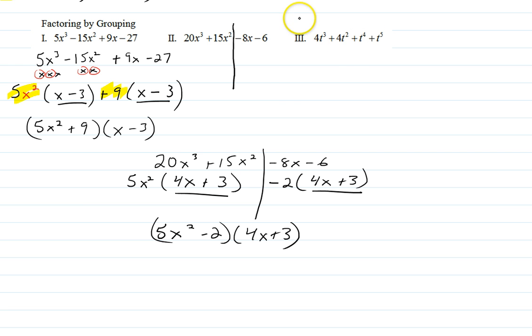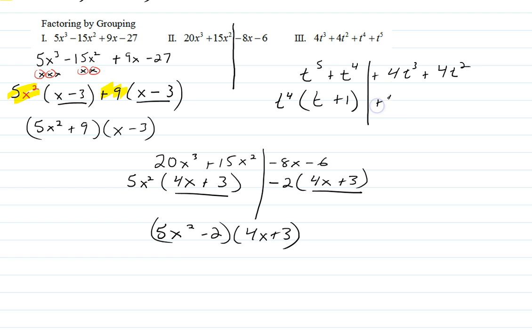Alright, our last one here. Now notice it goes 3, 2, 4, 5, so that's not in standard form, so we're going to rewrite it. t to the 5th plus t to the 4th plus 4t cubed plus 4t squared. Cut in half. So this one has 4 t's, this one has 5, so I can take out 4 of them. So this is t plus 1. Here I can take out a 4, t squared, and this will leave me with t plus 1.